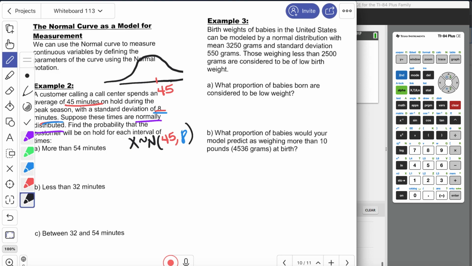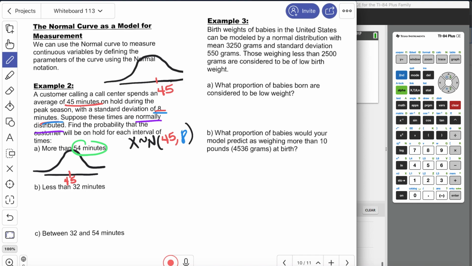So the first question says, what's the probability that it is more than 54 minutes? What we're going to do again is draw this curve again. And again on the curve, we're going to put the mean. This time the mean is at 45. And the value that I'm interested in though is this value right here at 54 minutes. So on my curve, I need to locate 54. Is it on the right or the left-hand side of the mean? Well, 54 is bigger than 45, so it's somewhere on the right-hand side of the mean.